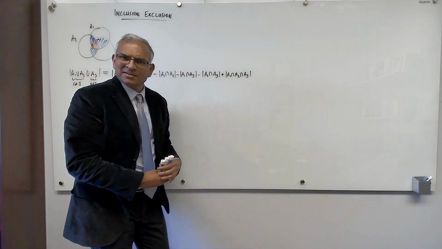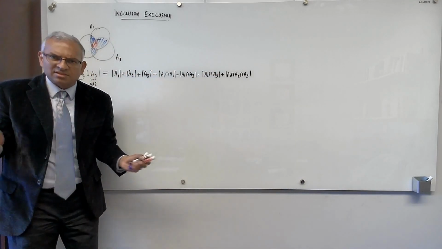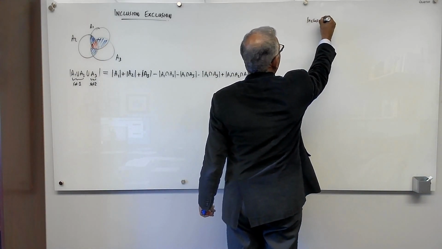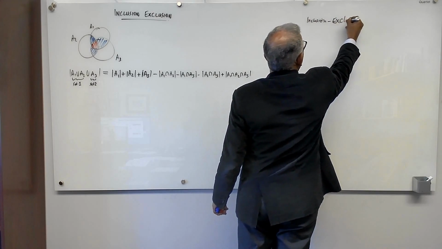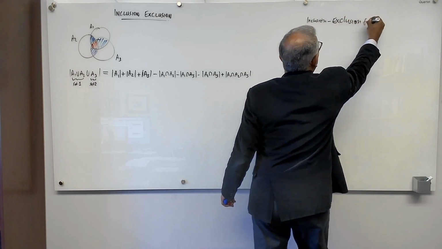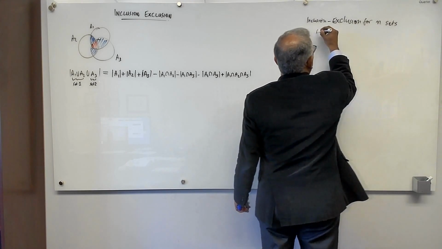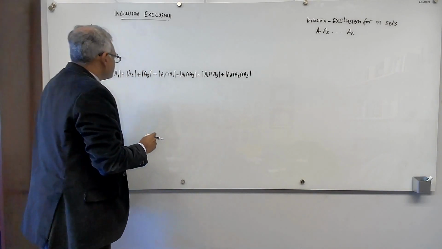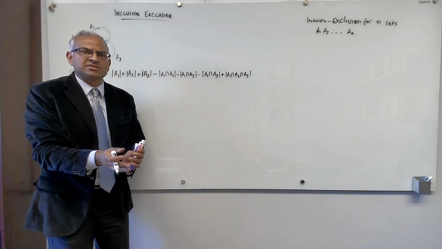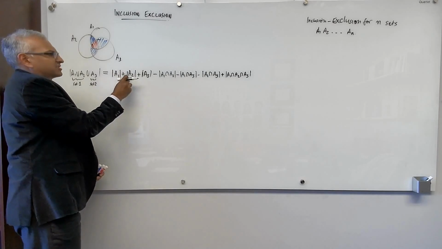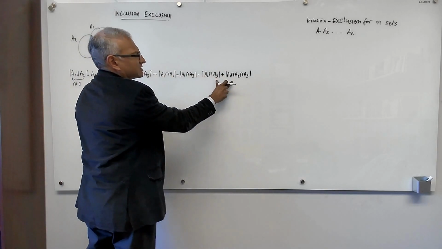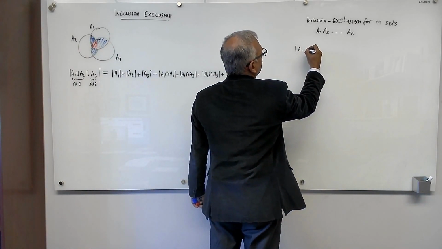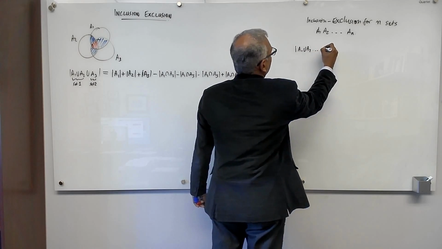Let me just state it, just so that I have stated it, but you can see the details in the text. So, inclusion-exclusion for n sets, A1, A2, up to A sub n. Okay, so what you do is you consider all the k-way intersections. So here's the 1-way intersection, it's just the sets. 2-way intersections, 3-way intersections, and so on.